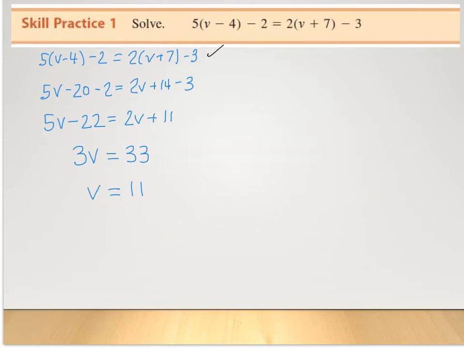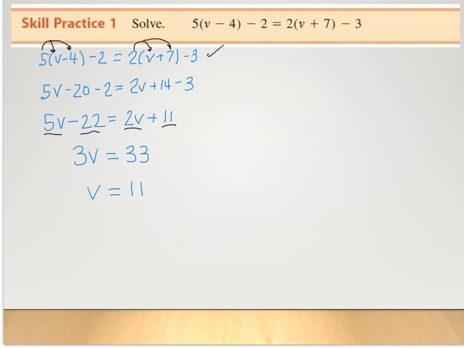And now we use the distributive property to get 5v - 20. We leave the -2 alone. On the right side of the equation, we also use the distributive property. We get 2v + 14 - 3. And now we're going to combine like terms. In this case, we combine a -2 to the -20, and we get -22. We leave the 5v alone. We have a 2v, and then on the right side of the equation, 14 - 3 is 11.